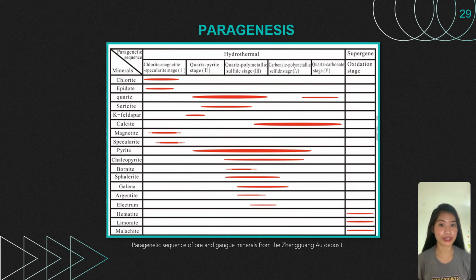Now, based on the mineral assemblages, cross-cutting relationships of the mineral veins or veinlets, and textural characteristics of the ore minerals, 5 hydrothermal stages have been identified. First is the chlorite magnetite specularite stage. Second is the quartz pyrite stage. Third is the quartz polymetallic sulfide stage. Fourth is the carbonate polymetallic sulfide stage, and the last stage is the quartz carbonate stage.